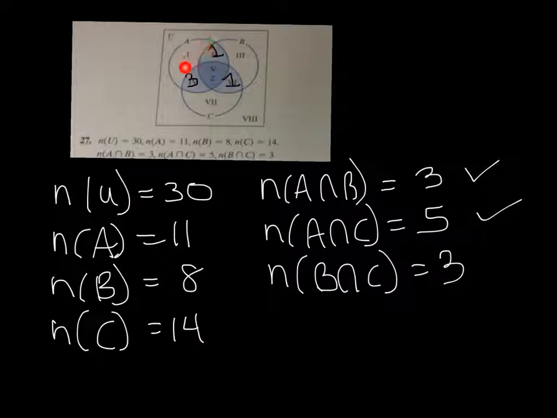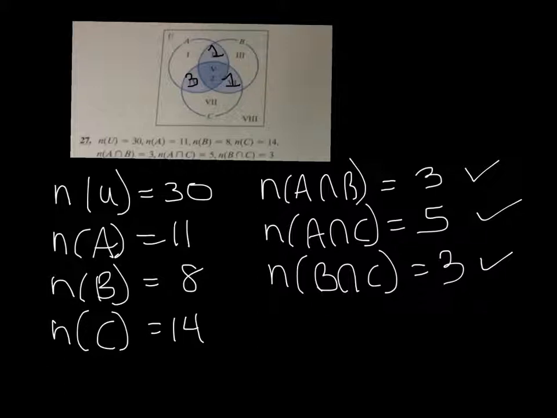Now we just move outwards. We want to see how many elements are in region 3 here, and in region 7 here. We're given that n of A, the cardinality of A, is 11. That means there should be 11 elements in set A. So far we have 3 plus 2, that's 5, plus 6. Well, 6 plus what gives us 11, and that's got to be 6.